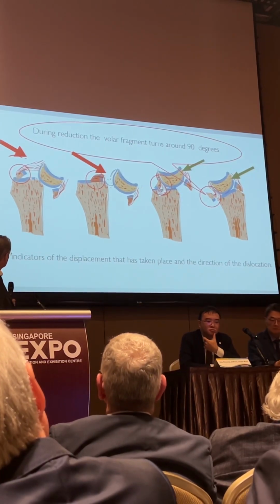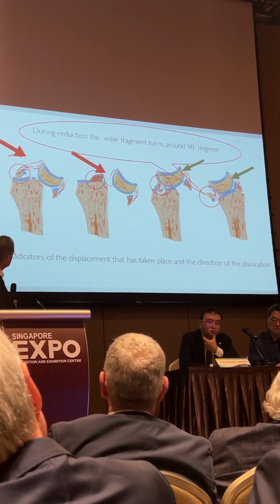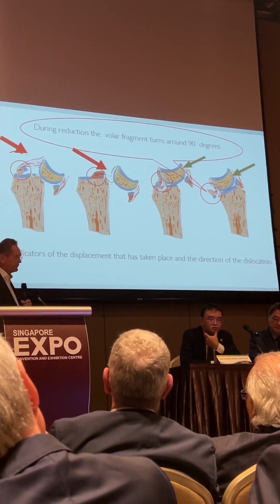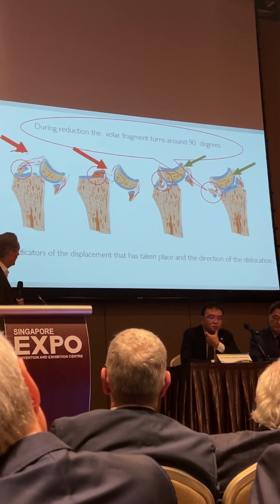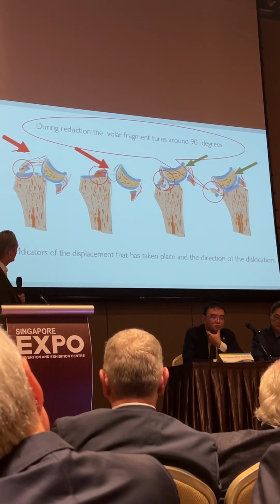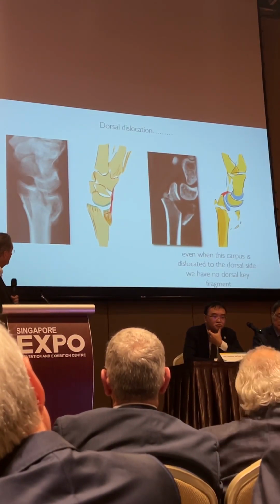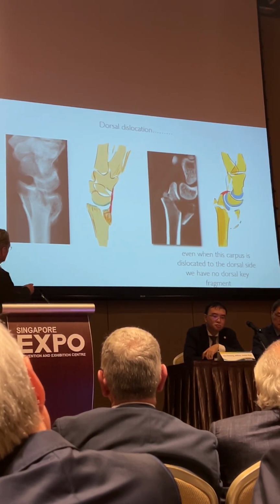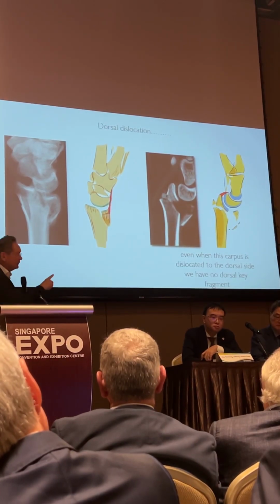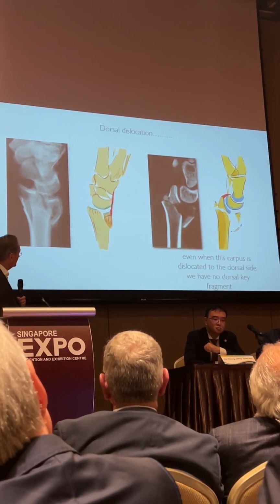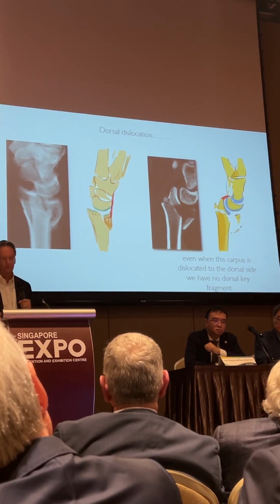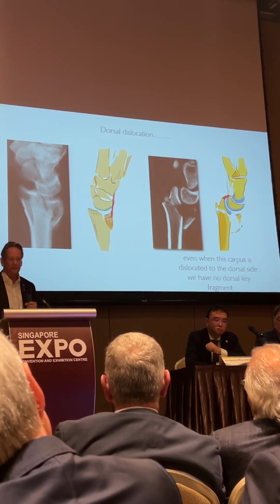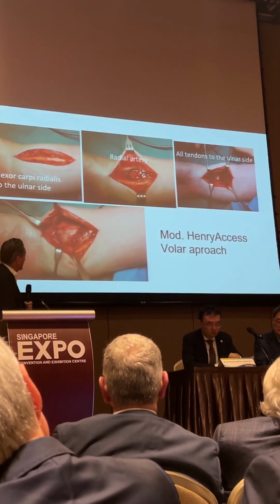And here you see the mechanisms of dorsal dislocation, and during reduction, the volar fragment turns around 180 degrees. So even if you have a dorsal dislocation, on the left side you have a dorsal key fragment, on the right side you have a volar key fragment, because you see that the lunate is still adapted on the volar fragment, and treatment is quite different on the left and on the right side.